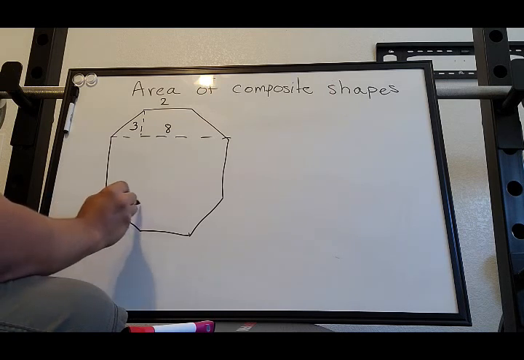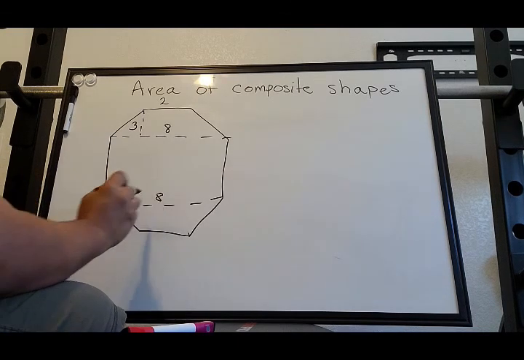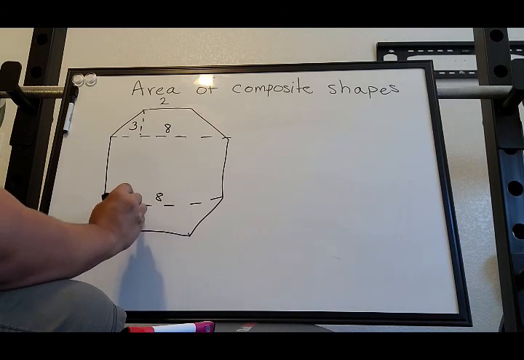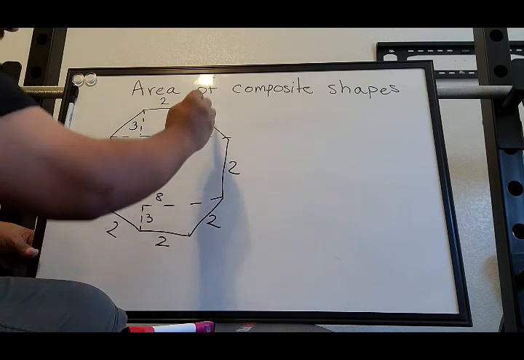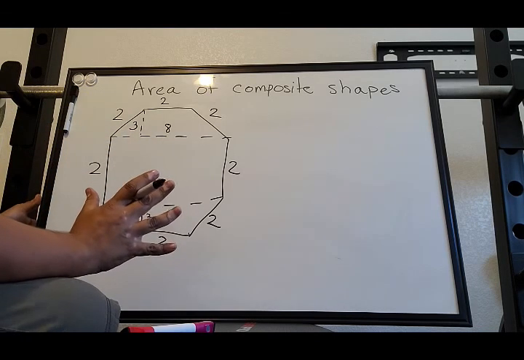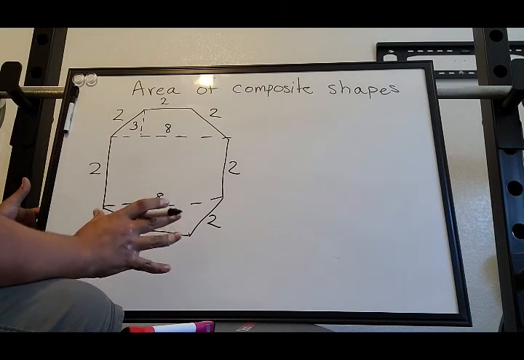So if we change that to all of our measurements, we know that this is also 8. This is also 3. And we know that all these are 2. I know my drawing isn't the best, but this is supposed to be an octagon where all the shapes are the same.